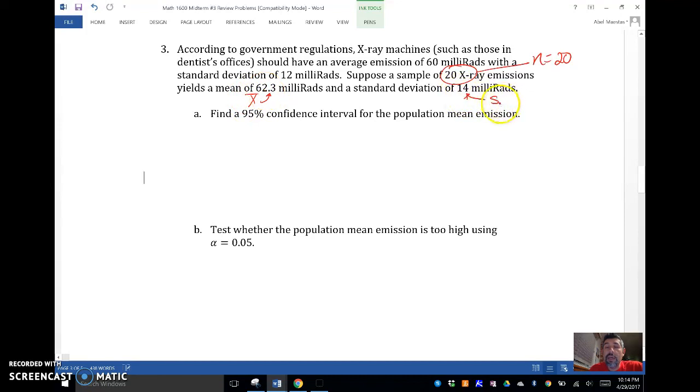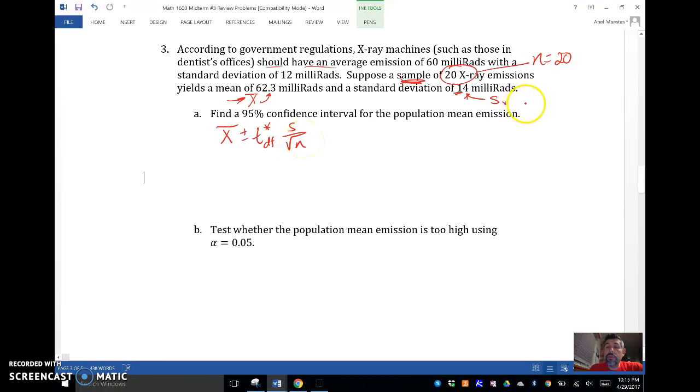Now some of you are asking, well, how do I know that those are X bar and S and not the 60 and the 12? It's because this is what the government says it should be, but the sample gave us these two numbers. And remember that X bar and S are our sample mean and our sample standard deviation, okay? So now we're going to do our 95% confidence interval. Now our 95% confidence interval looks a lot like the one I just did, except we are using T instead of Z.